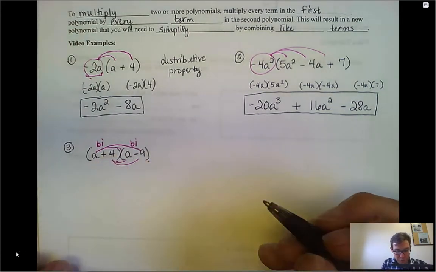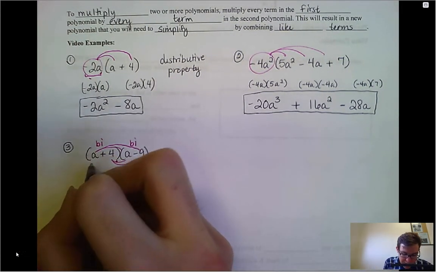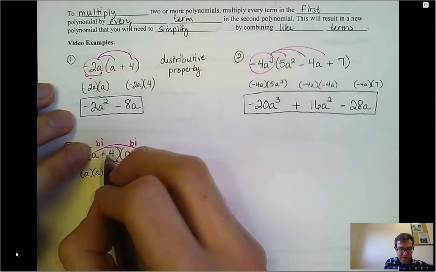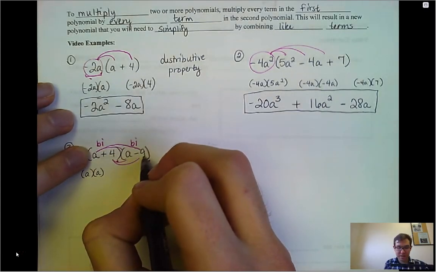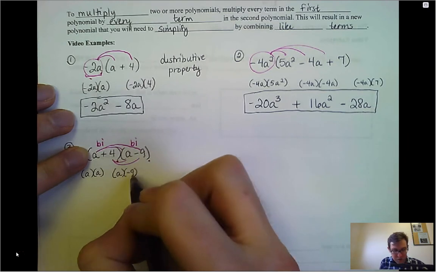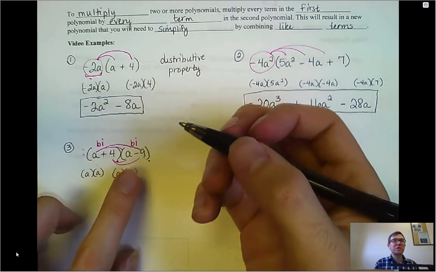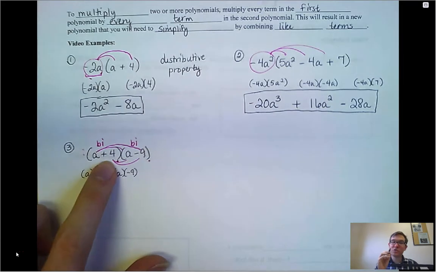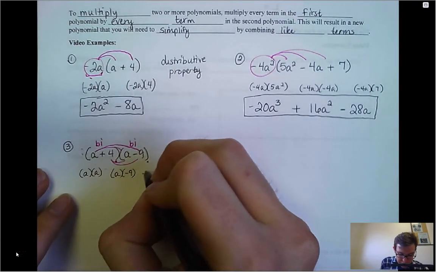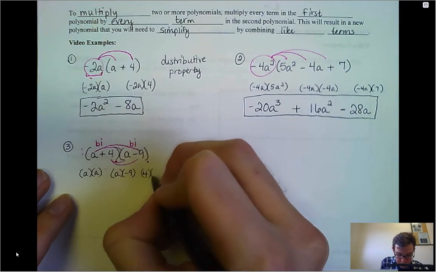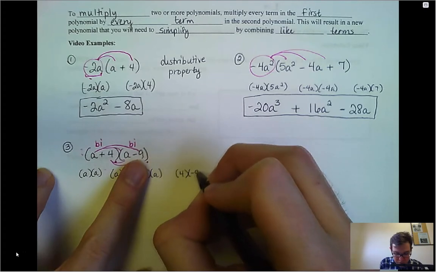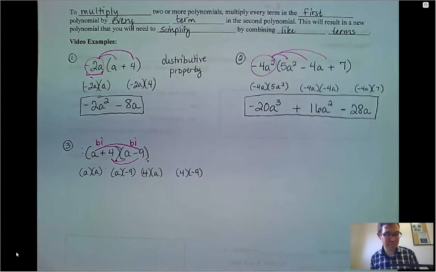So what we're really going to do then is we're going to have a times a, and then we'll have to take the a times the negative 9. So then that'll give me a times negative 9. So we've distributed the a to both terms in the second polynomial. Now we need to distribute the 4 to both terms in the second polynomial. So we'll have 4 times a, and then 4 will distribute to negative 9. And now we just need to simplify.